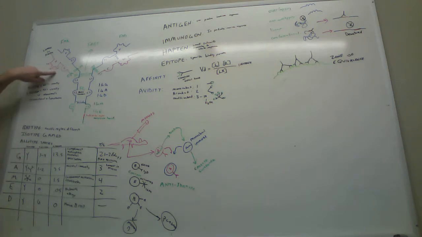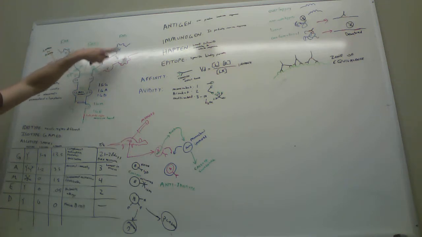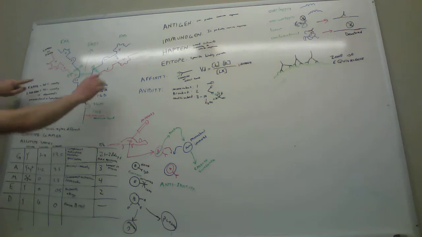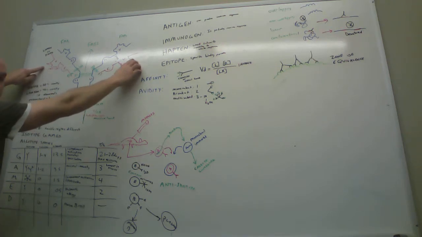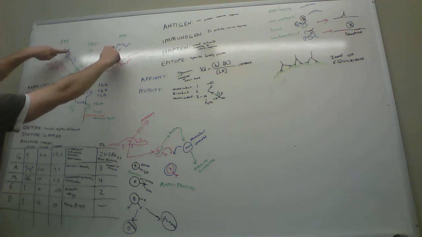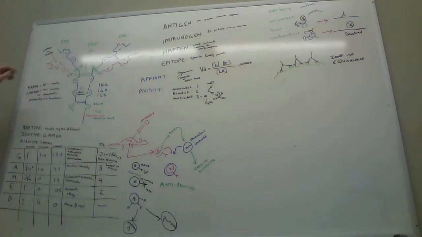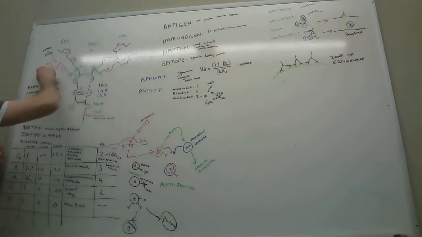On the variable regions, expressed right here, you have 3 little loops on each one. The inner one here is CDR1, CDR2, CDR3. Same thing on the variable region of the heavy chain: CDR1, CDR2, CDR3. And it's the CDR3 that is the most variable, and also the one that's the most responsible for the binding.